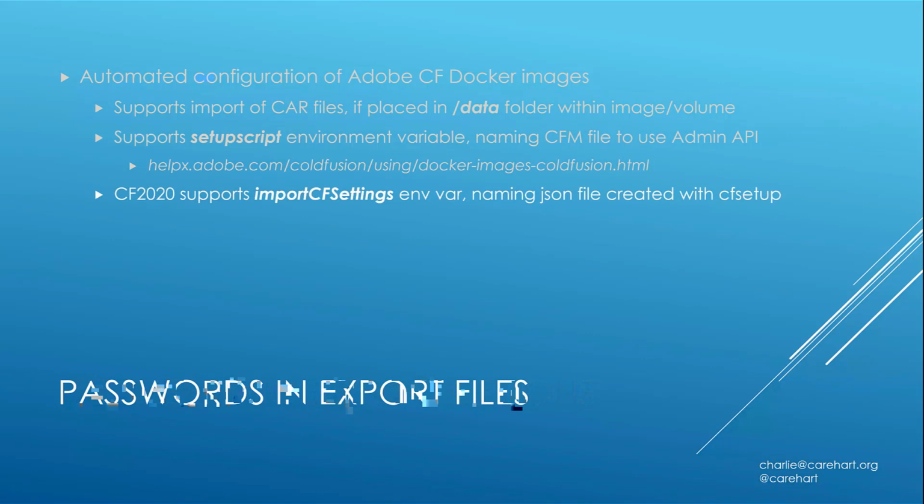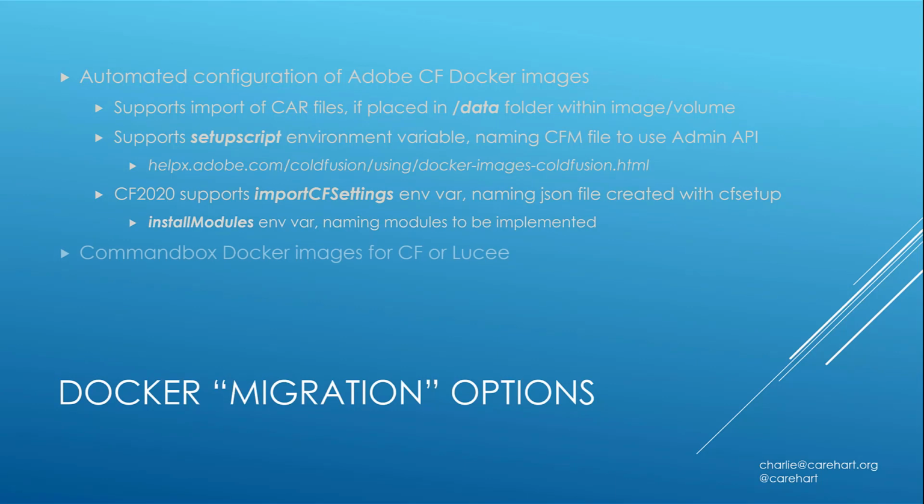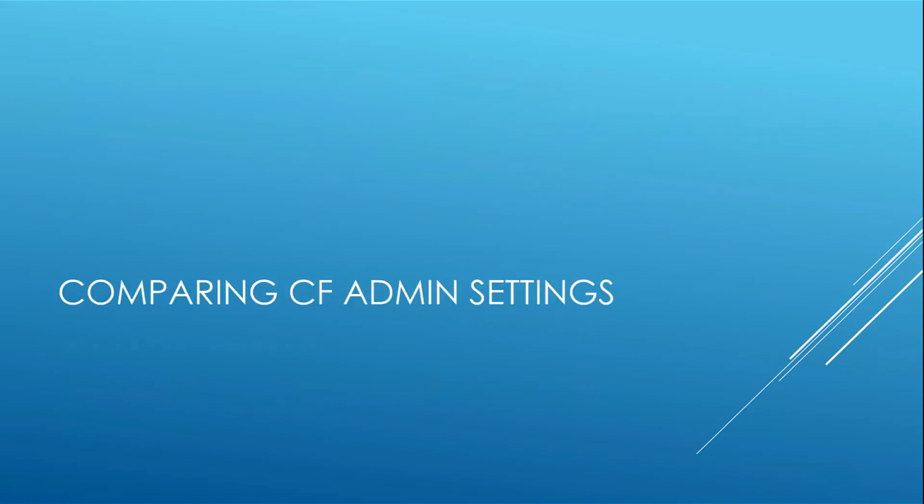CF 2020's Docker images have another thing called import CF settings, where you can name the JSON file that you created with the CF setup and import those settings. So that's really cool. And then they have an install modules environment variable to name modules. That's a new feature, that package manager. I'll just leave it at that. And then CommandBox Docker images for either CF or Lucee have a CFCONFIG file environment variable where you can point to the JSON file that you created with CFCONFIG. So I just want you to know you can leverage these things I'm talking about even with Docker containers. And there's the docs for the Docker images, and it talks about that config file. I'll leave it at that.